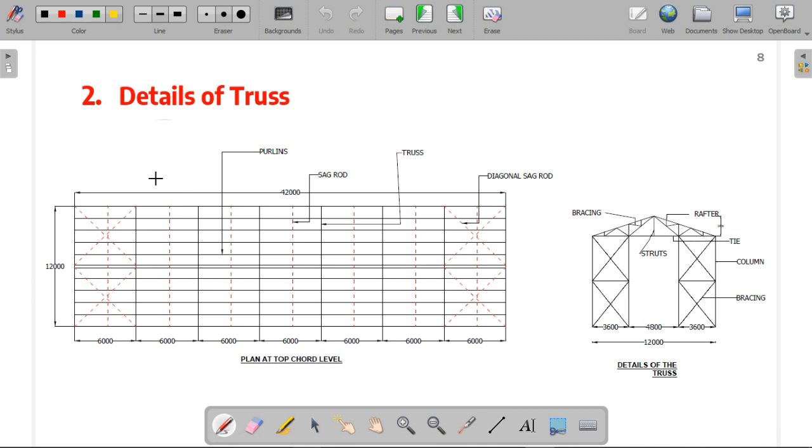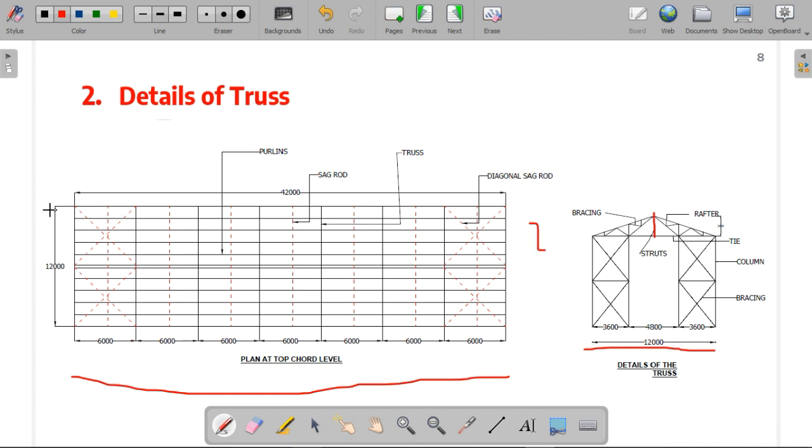The details of the truss that we have got from the site look something like this. It has a 12-meter span, which you can see in the elevation on this side, and the length of the shed that we have already discussed is 42 meter along this particular side. So this is 42 meter and this is 12 meter, and the rise of this particular truss is 2 meter.